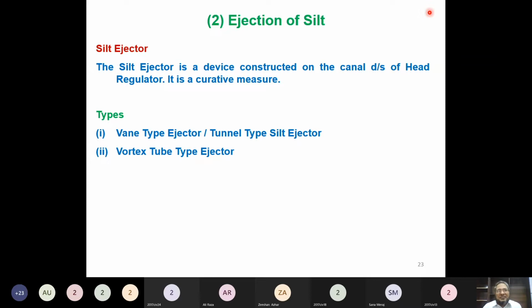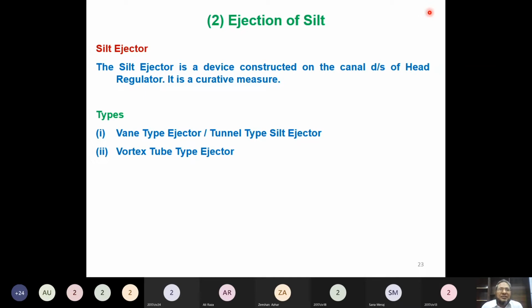So that concept we discussed in detail, and then we also discussed how we can design a silt excluder, and how to compute the total area or the number of tunnels, and how to compute the height of the tunnel, etc.